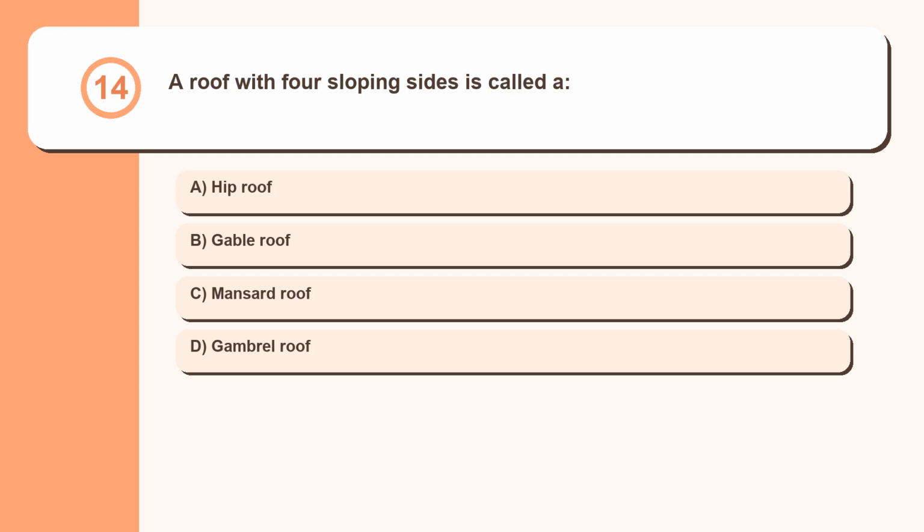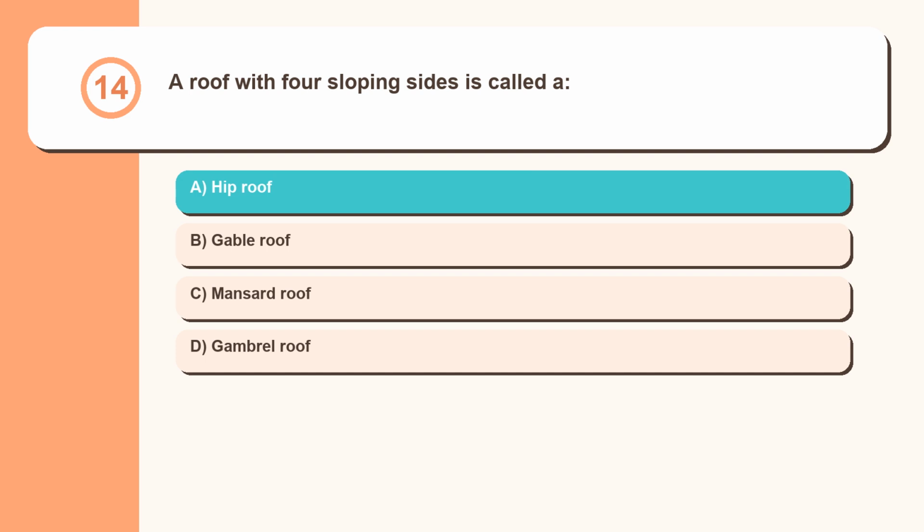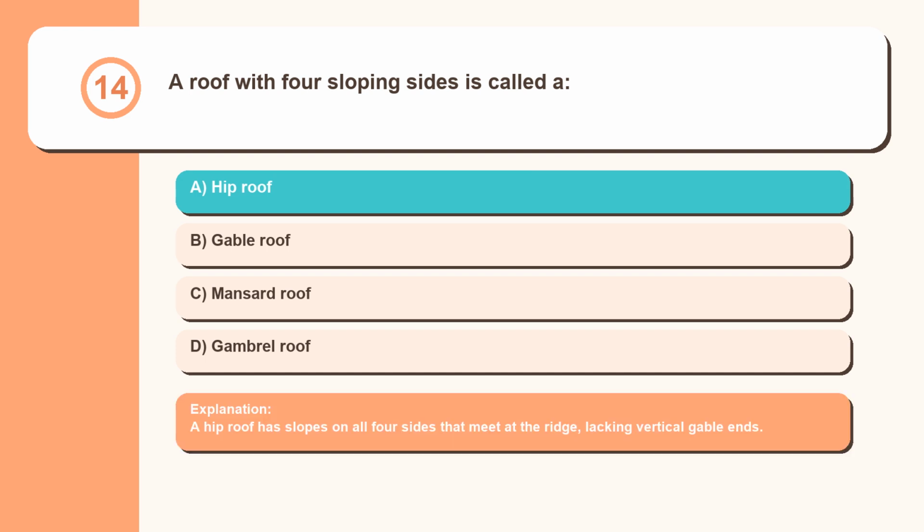Question 14. A roof with 4 sloping sides is called a hip roof, gable roof, mansard roof, gambrel roof. A hip roof has slopes on all four sides that meet at the ridge, lacking vertical gable ends.